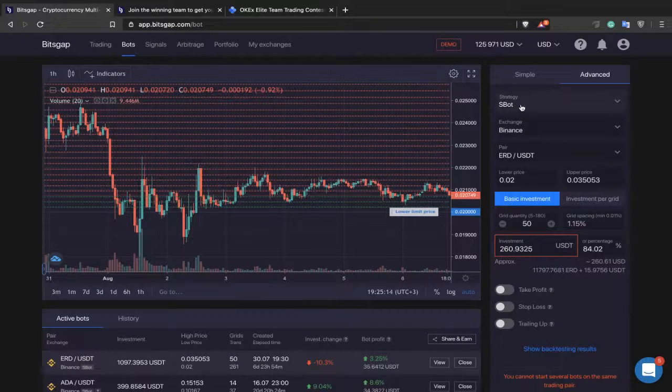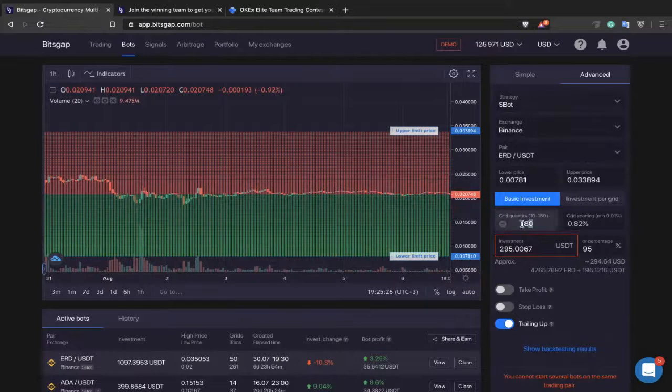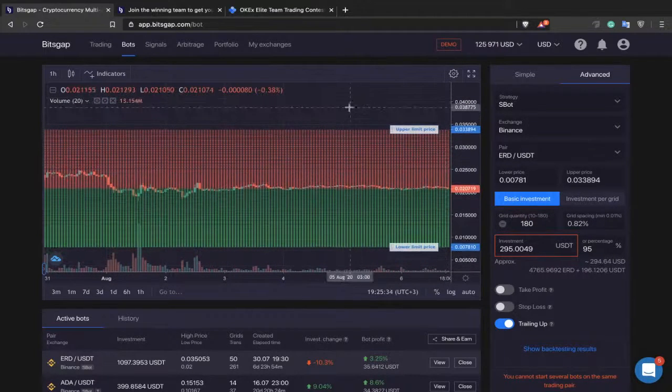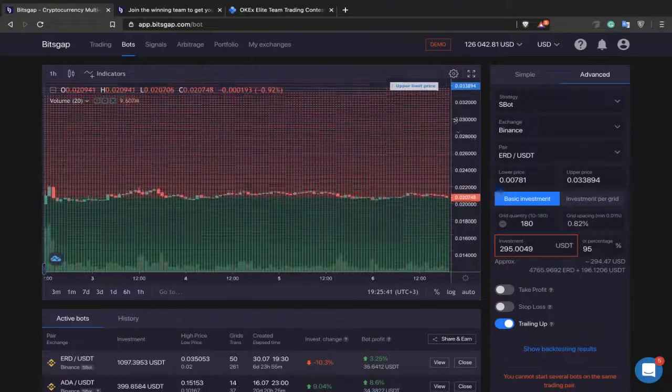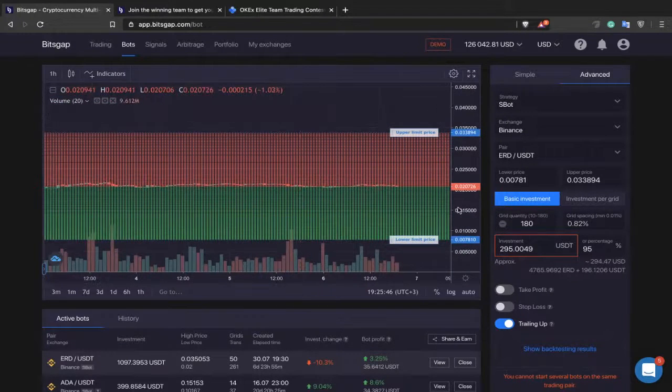You can select the strategy here, and right now we have two strategies. That's the SBot, which offers the highest frequency trading algorithm. If you click on it, you see that the maximum amount of grid levels, the amount of limit orders that can be placed within the defined trading range, can be up to 180 levels. That's what I call a narrow setup. That's what I call high frequency trading. And the minimum is 10 trades.